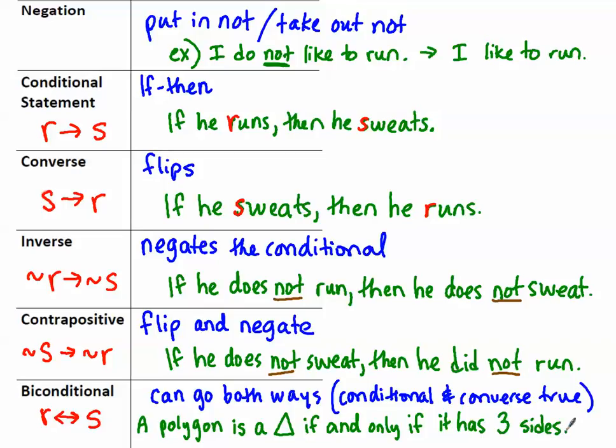Now, why didn't I use the sentence up here, if he runs, then he sweats? Well, let's think about the converse. If he sweats, then he runs. Maybe he was doing something else that made him sweat. You really have to examine, can it be true both ways? A polygon is a triangle if and only if it has 3 sides. So if a polygon is a triangle, then it has 3 sides. If the polygon has 3 sides, then it's a triangle. Makes sense both ways.